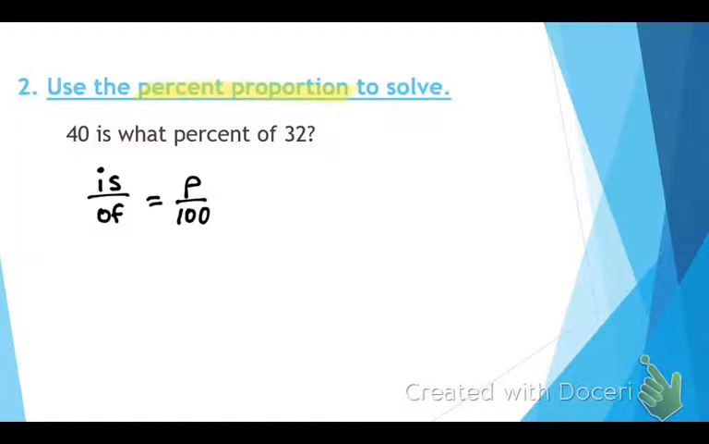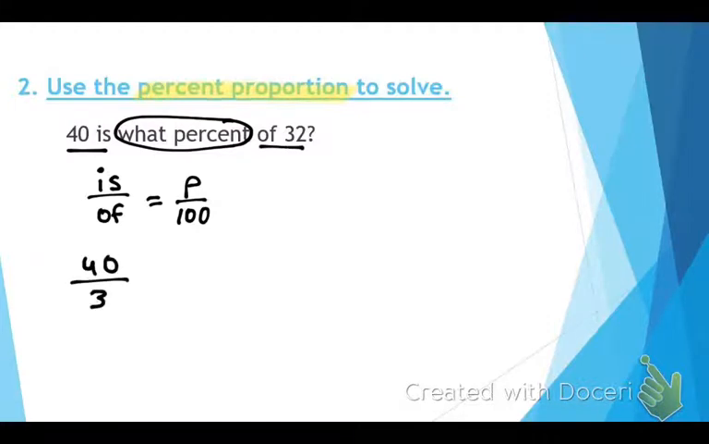Quite a few people tried to do P times of equals is, okay? So you would get partial credit for it, but if you want to earn all the credit, you need to start off with is over of equals P over 100 for the percent proportion. Now we're going to just kind of separate. That's my is, this is my P, and that's my of. Now as I'm plugging them in, 40 over 32 equals P over 100.